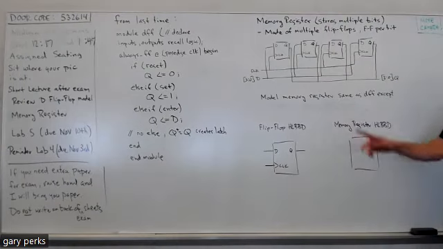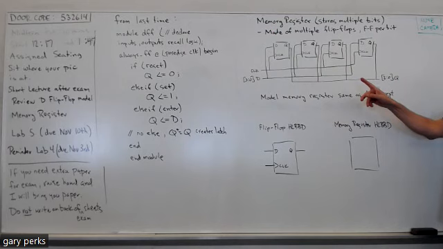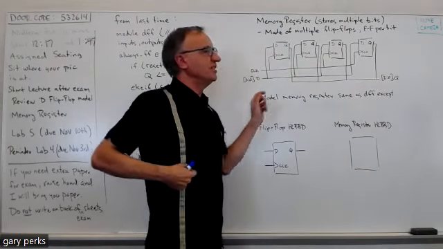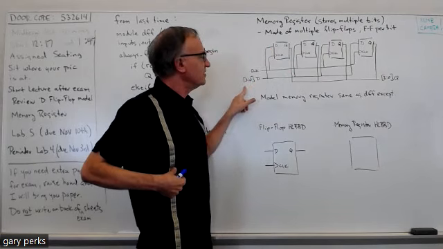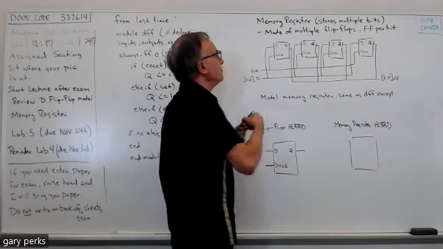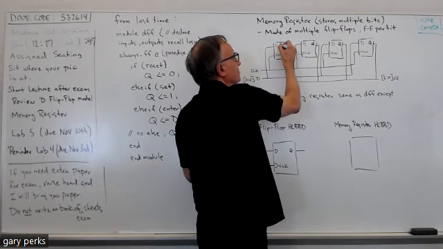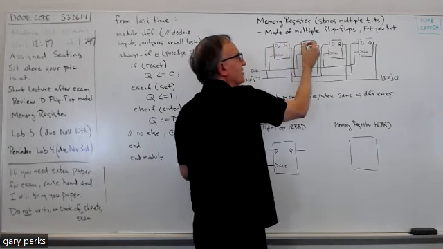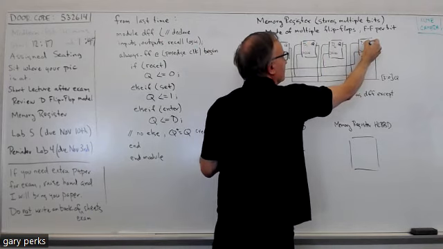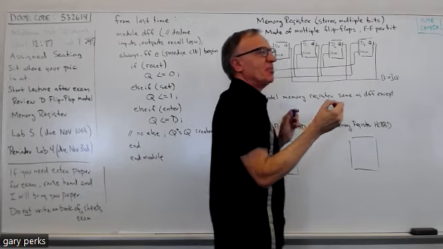So if you take a look at how this register is constructed, you'll see that all the D inputs of the individual flip flops come together to form a 4-bit main D input. So, like this flip flop could be storing D0, right? This one D1, this one D2, this one D3.